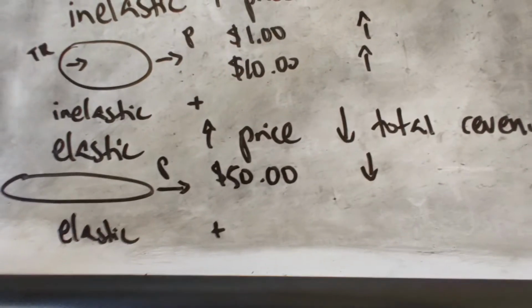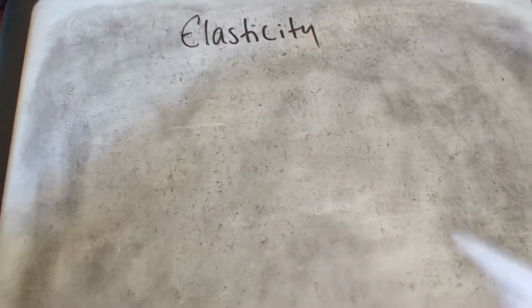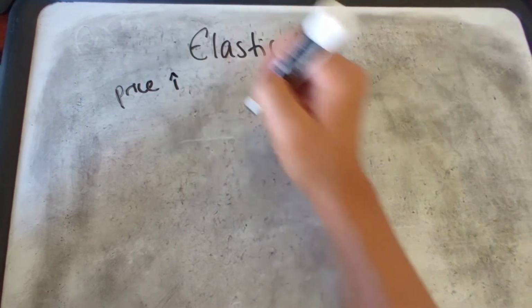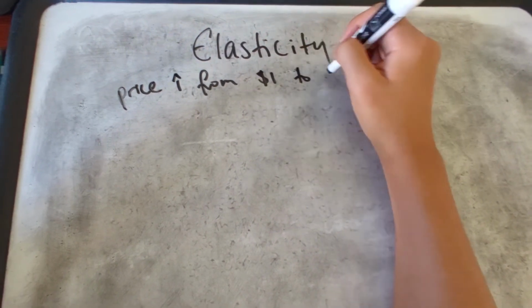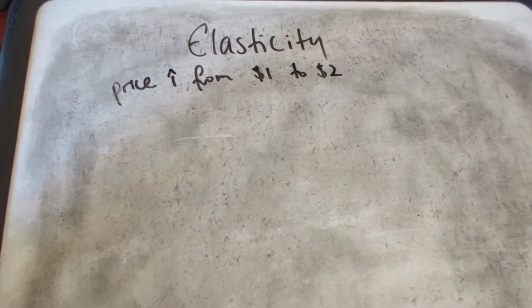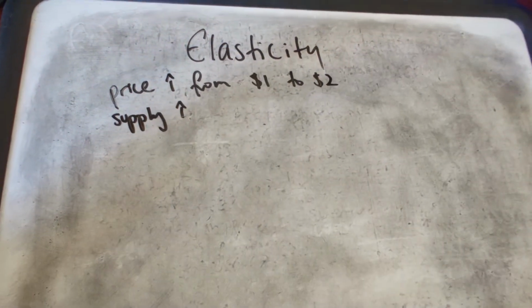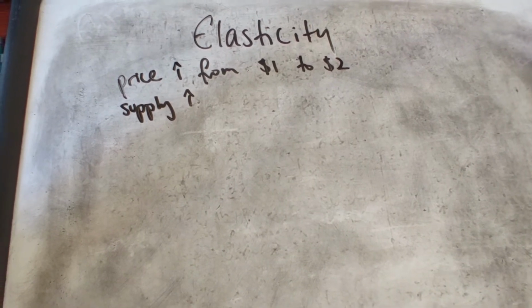All right, let's do an example to show how you find the elasticity of an object. Let's say that a certain company is selling markers. It increases the price of one marker from $1 to $2. And this results in a supply increase from 10 to 15 markers. This is a really small company.